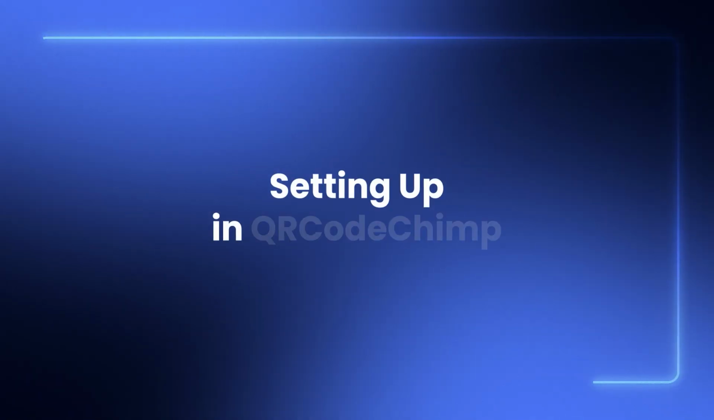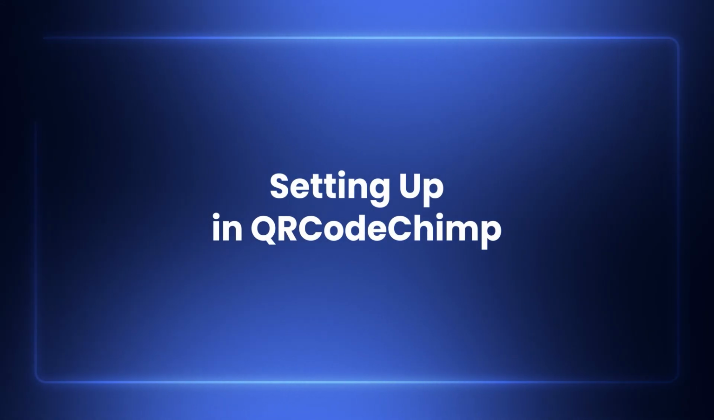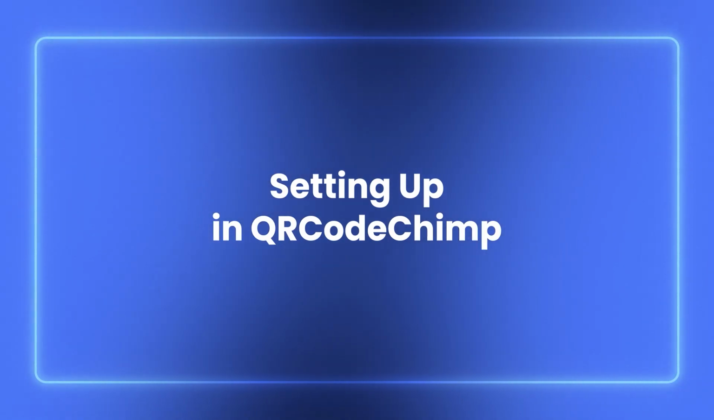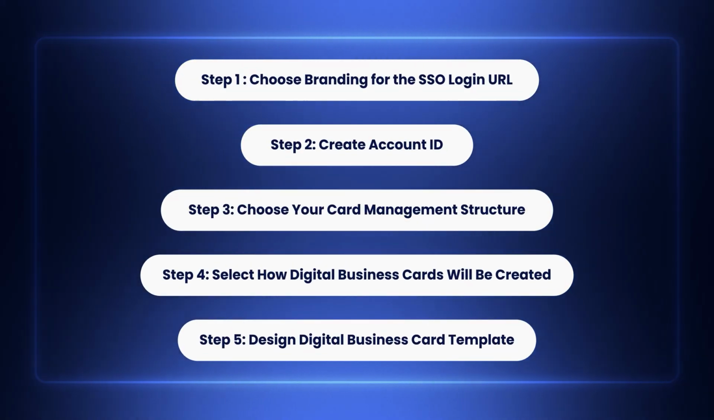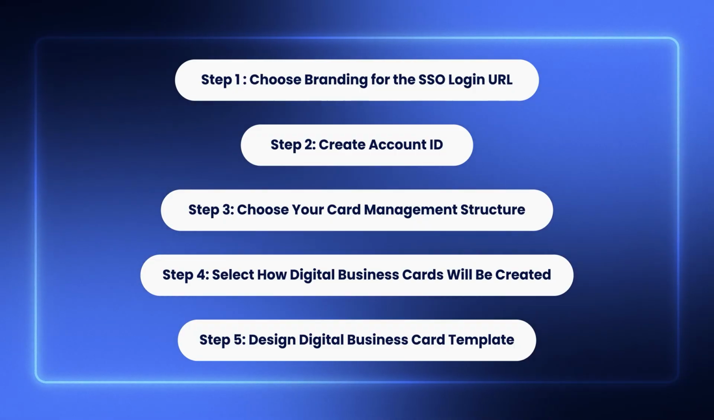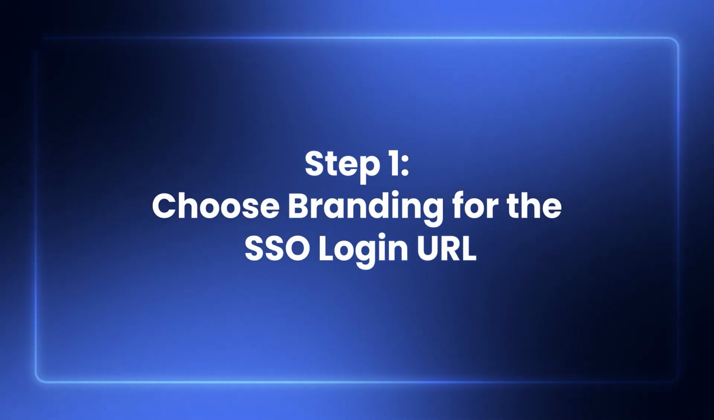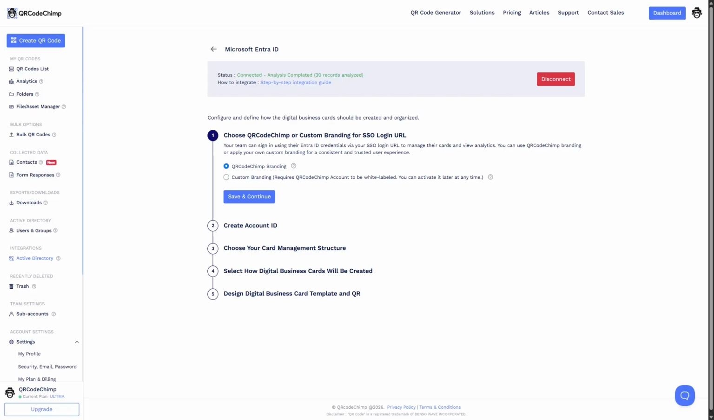Now let's move to the setup inside QR code chip. This is the part where you define how the digital business cards will be created and organized. The setup is divided into 5 steps and we will go through them one by one. In the first step, you need to choose the branding for your SSO login URL. This is the link your team will use to log in and access their digital business cards. So this basically defines the login experience they will see.